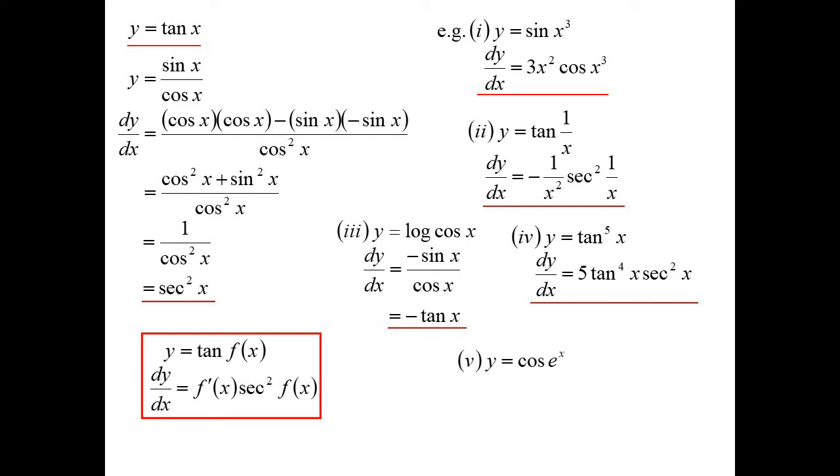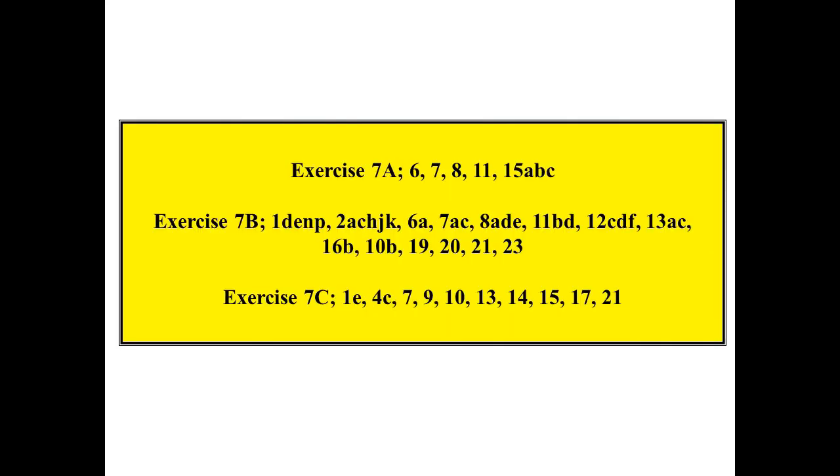Let's differentiate cos e to the power of x. We differentiate the angle, e to the x. Oh, it's an exponential. Differentiate e to the x, we get e to the x. But cosine goes to minus sine and the angle does not change. So minus e to the x, sine e to the x.